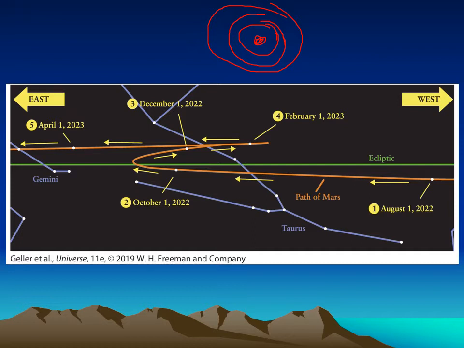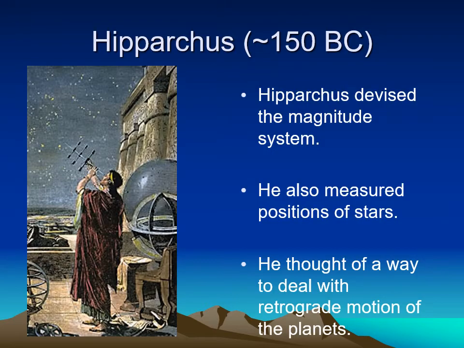But what would make retrograde motion? Surely you could not say that one of these perfect crystal spheres slipped a cog or something and slid backwards. That didn't make any sense. So what was going on?